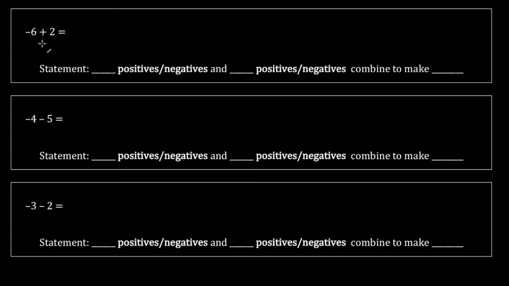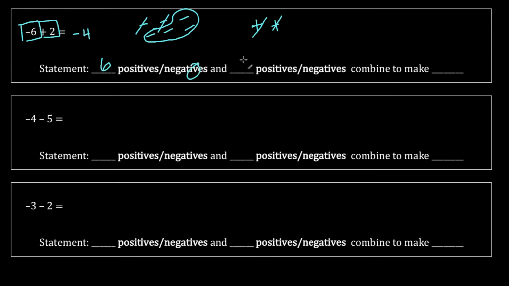So negative 6 plus 2. So we have 6 negative 1s and 2 positive 1s. 6 negative 1s, 2, 3, 4, 5, 6, and 2 positive 1s. So negative 1, positive 1, and negative 1, positive 1, 0. So we have 4 negatives, so negative 4. So 6 negative 1s and 2 positive 1s equals 4 negative 1s, which is negative 4.